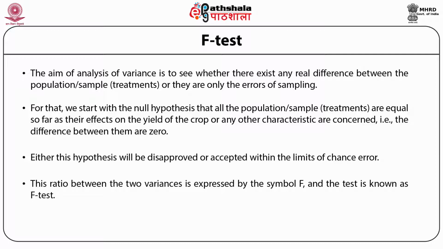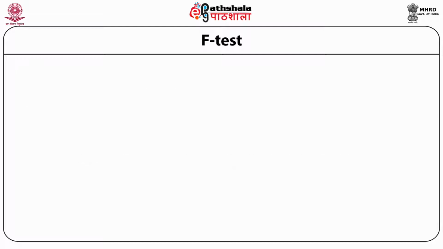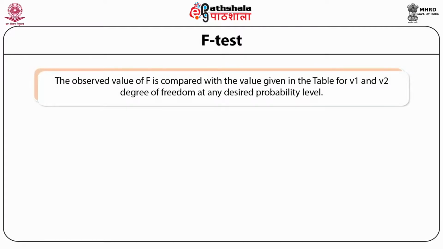If V1 and V2 are the two variances based on the degrees of freedom respectively, then F is equal to V1 over V2. The observed value of F is compared with the value given in the table for V1 and V2 degrees of freedom at any desired probability level. The levels in which we are generally interested are 0.05, 0.01 and 0.001, or we can also say 5% level, 1% level or 0.1% level, and this is the level of significance.